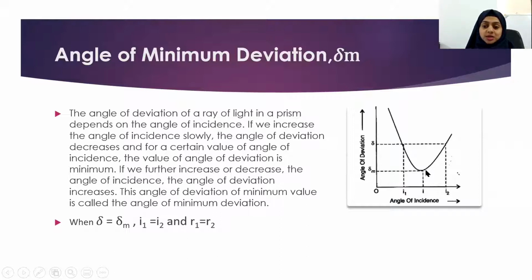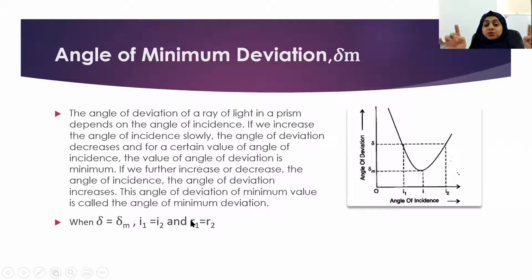So this point where the angle of deviation is minimum, this value is called the angle of minimum deviation. It's represented by delta m. The particularity is that at the angle of minimum deviation, I1 will be equal to I2, which means the angle of incidence will be equal to the angle of emergence. The angle at which it is incident and the angle at which the light ray emerges will become equal.